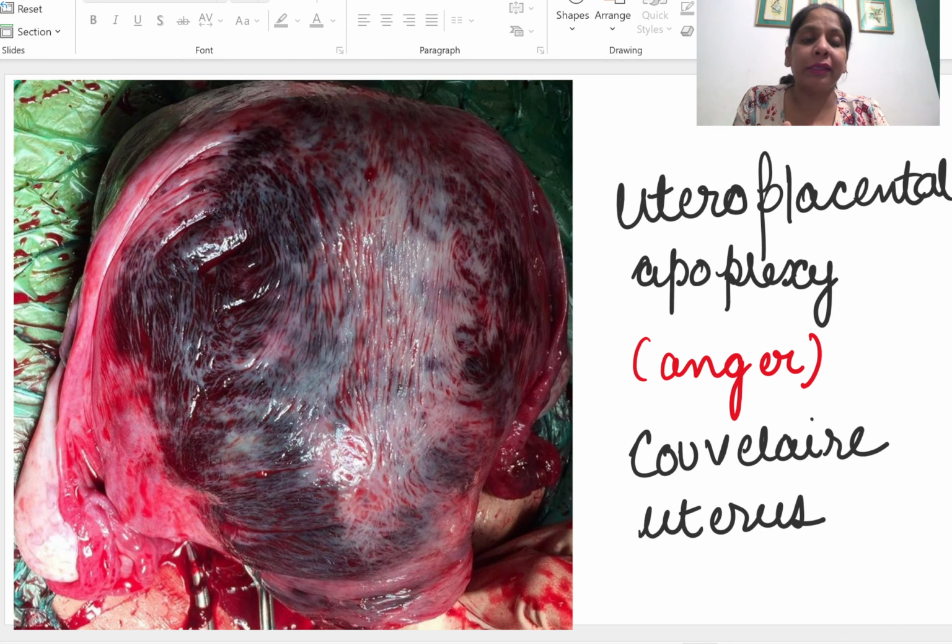And one more term is used, uteroplacental apoplexy. Apoplexy means anger, gussa. So uterus or placenta mein kab gussa hota hai? Uterus or placenta mein abruption ke time pe gussa hota hai. Theek hai? And this myometrium which is filled with clotted blood is known as Couvelaire uterus. Okay.